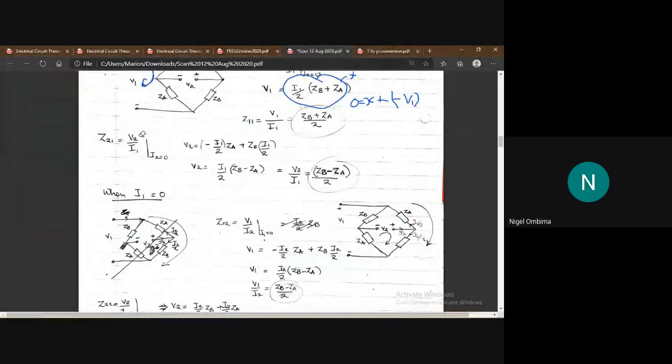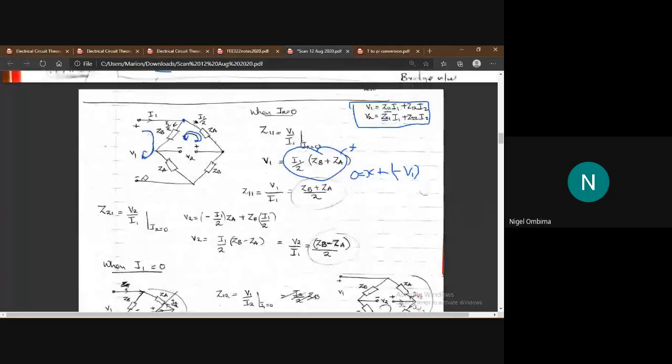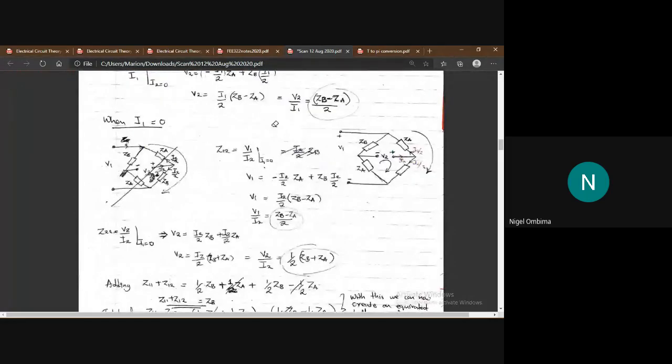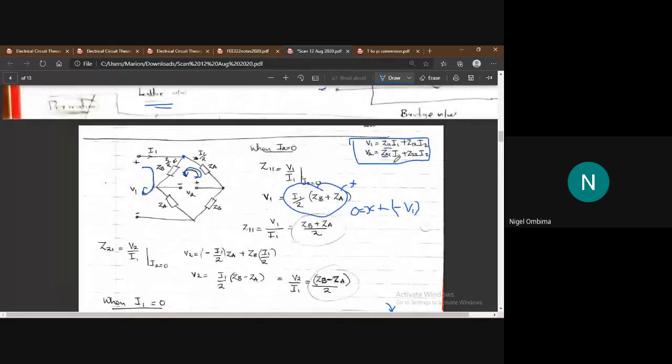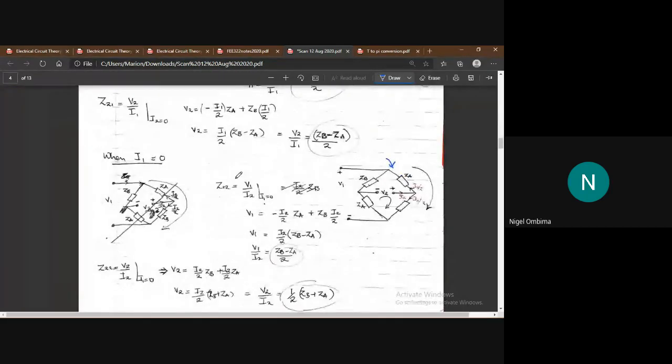When I1 is 0, now must consider here. I used this diagram now. From the parent equations of Z parameters, now this one will be 0, zote zitakuwa to 0. So V1 itakuwa Z12 I2, V2 itakuwa Z22 I1.